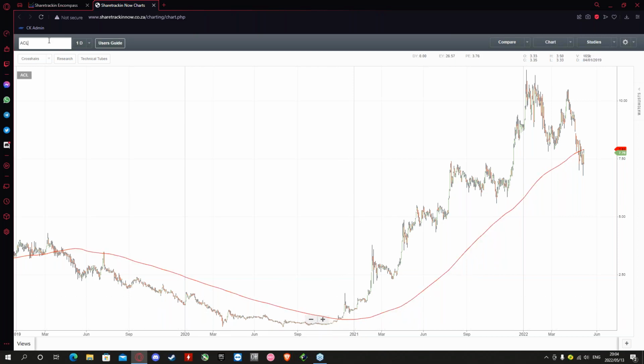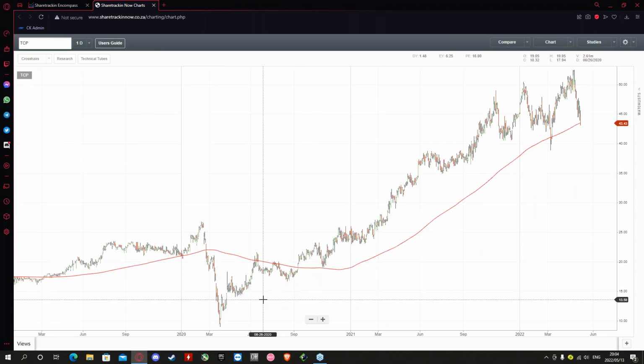You can go and look at any share. Let's type in TCP, Transaction Capital. TCP, for instance, only fell in the beginning of 2020 and then crossed over in more or less the same spot where ACL crossed over. If you go and look at any other share, you'll find the same thing.